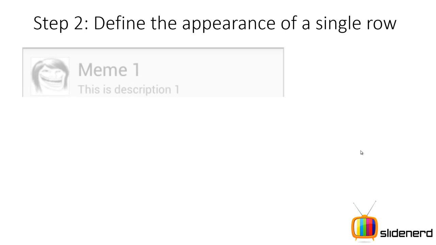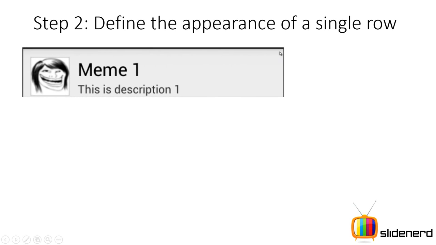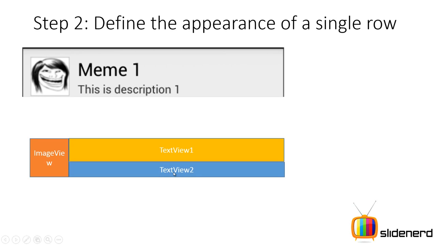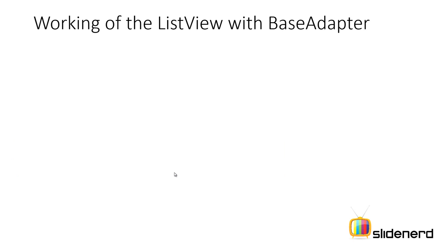Step 2. Define the appearance of a single row. So this is our single row. If you notice, can you break this down further? Yes, it's very simple. It's an image view over here, then there's a text view over here, and there's another text view below this one. The upper one contains the title, the lower one contains the description. So we are going to make this structure containing this image view and these two text views inside a separate XML file called singlerow.xml.